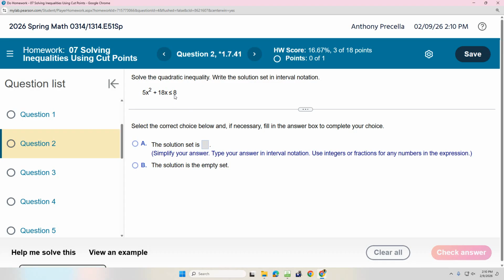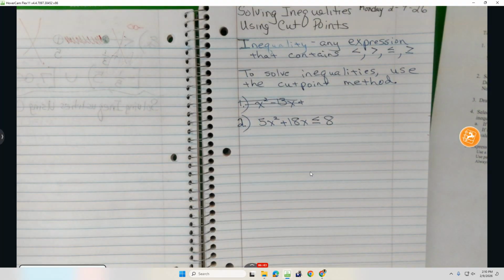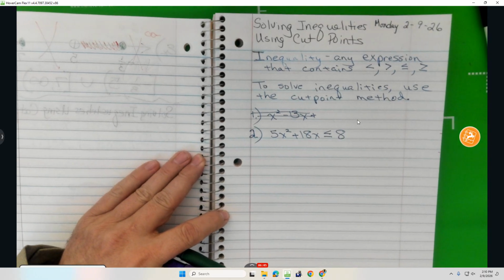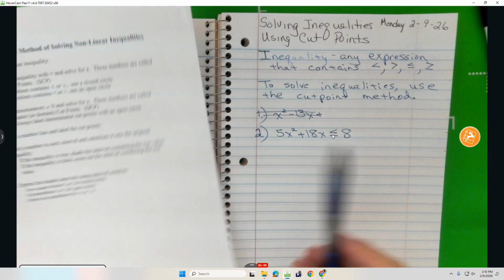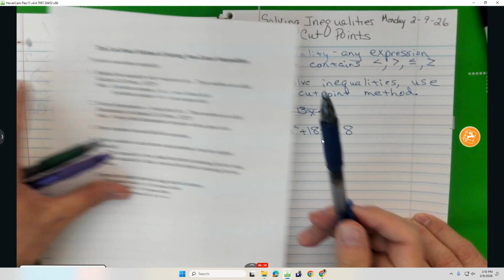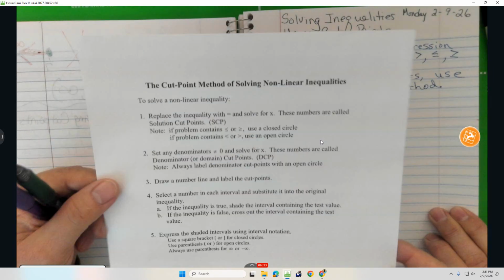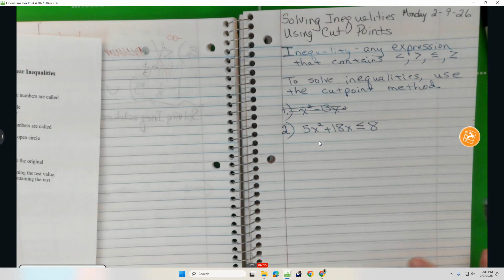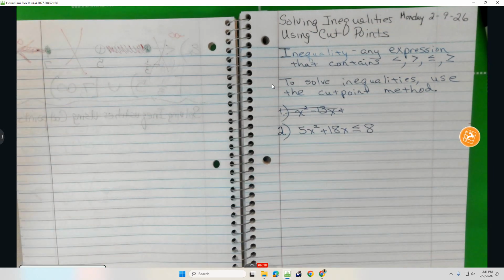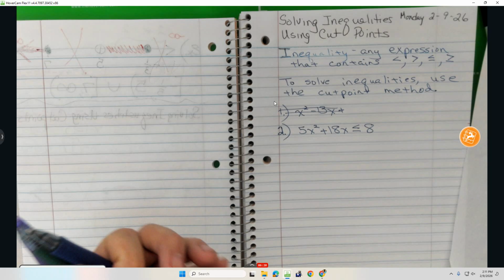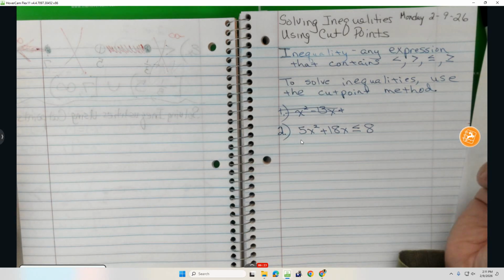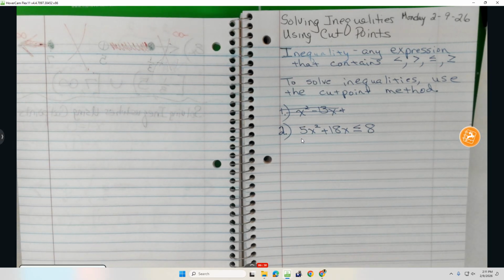Make sure I didn't miscopy. 5x squared plus 18x is less than or equal to 8. So we're going to read the instructions. We'll read this little cut point recipe and go through the steps. The first thing it says is replace the inequality with an equal to and solve for x. They have their own copies, okay? I'm going to number the steps just to draw a connection between what's written on that sheet of paper and what we have here. I should have opened up the PDF, I suppose.